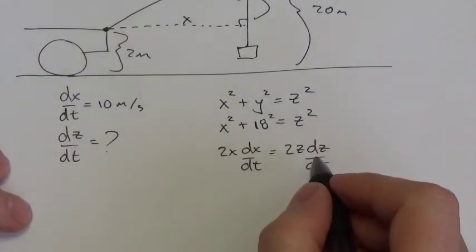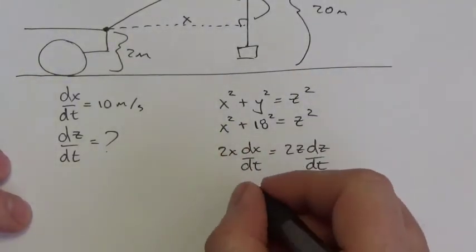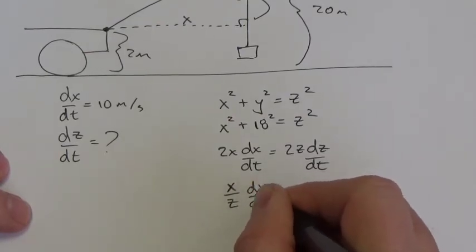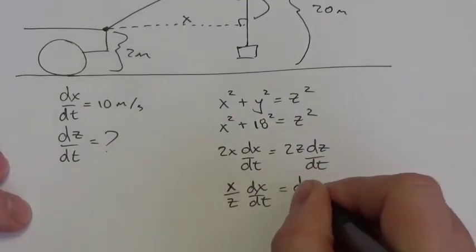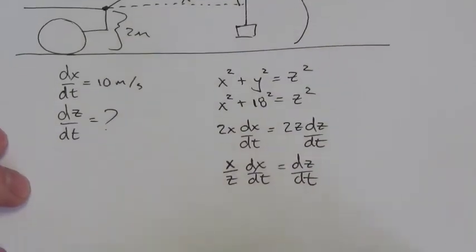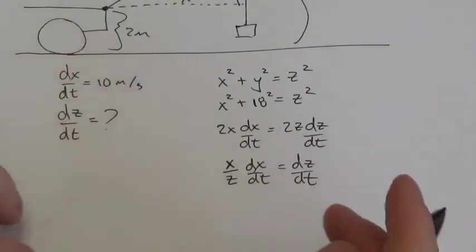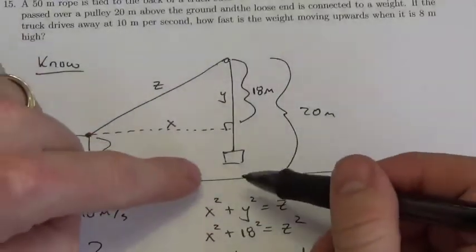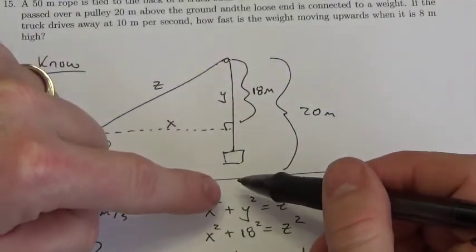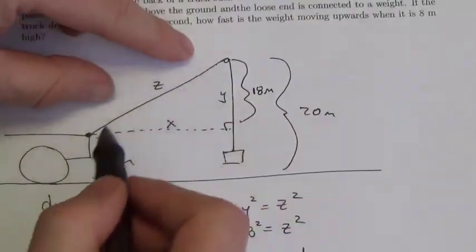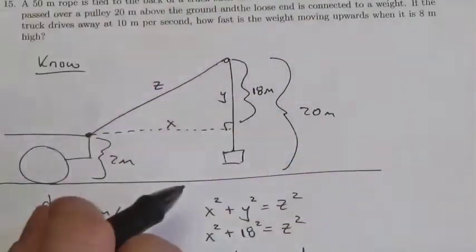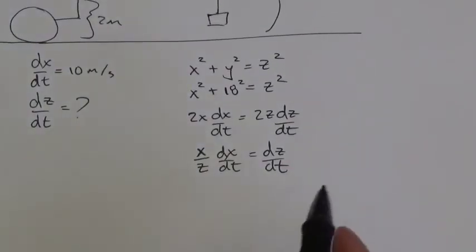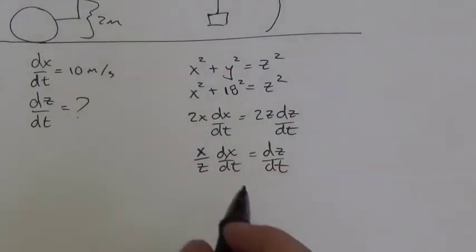I'm looking for dz by dt, so I'm going to divide. The 2's will cancel. I'm going to get x over z dx by dt is going to equal dz by dt. This is great. We've got a wonderful little expression for how fast that weight is flying up. Because remember, the rate at which the weight flies up is directly related to the rate at which z is getting larger there. Except now we got a bit of a sticky little situation here.